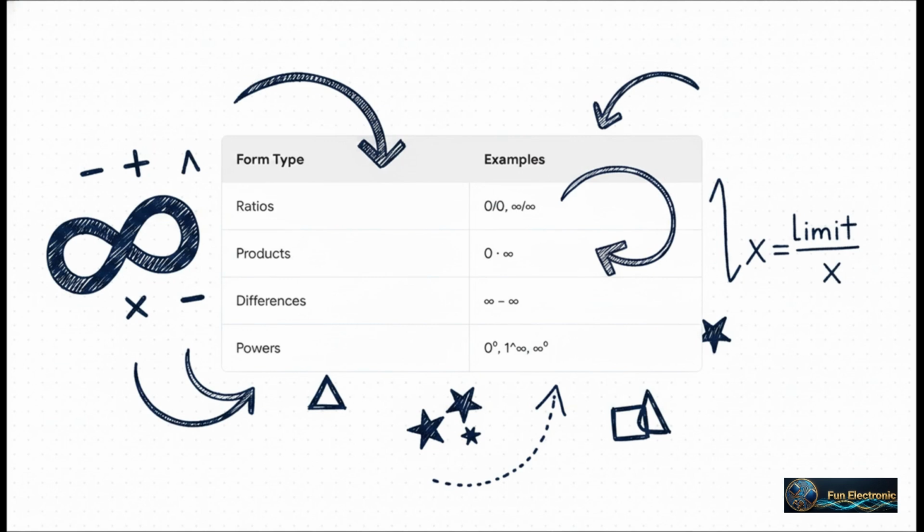Okay, so we've been all about 0 over 0 and infinity over infinity, but it turns out they've got some cousins. You might see these other weird-looking forms like products or even powers. Things like infinity minus infinity, or 1 to the power of infinity. At first it doesn't look like L'Hopital's rule can help us here, but there's a trick.